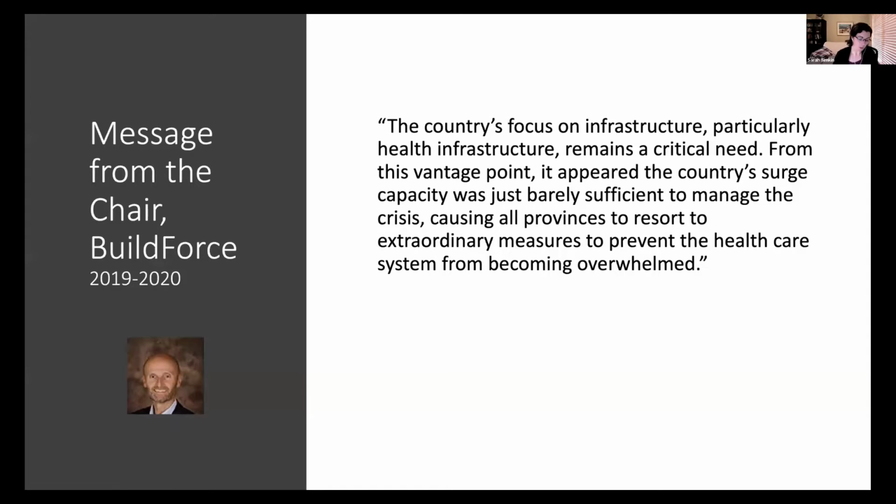Recently, the chair of Buildforce recognized the challenges that the healthcare system is facing. This quote makes me wonder whether there's a slight note of surprise at the need to resort to such extraordinary measures, which arguably could have been avoided with effective planning, such as the kind of planning that the construction industry engages in.